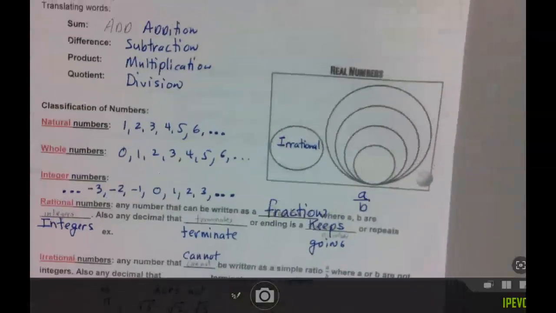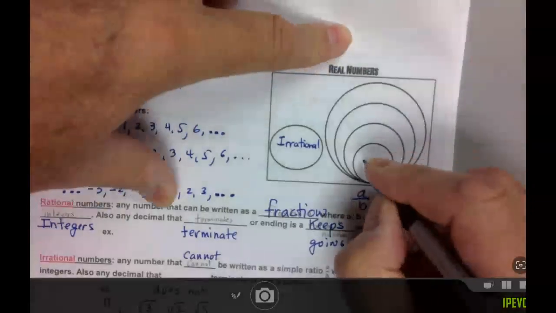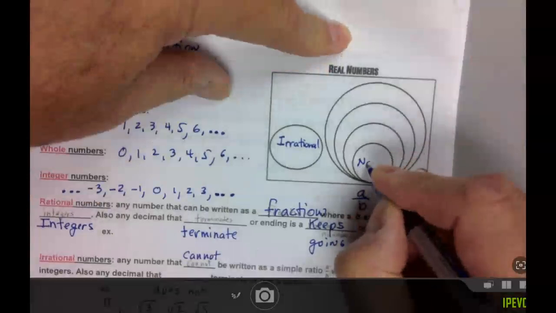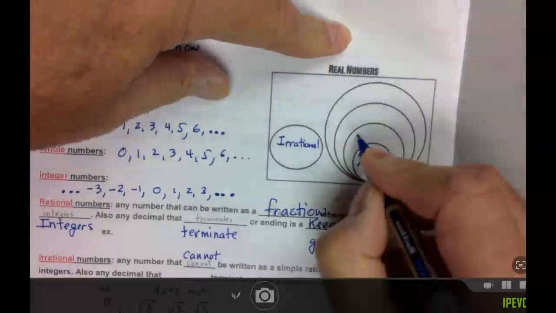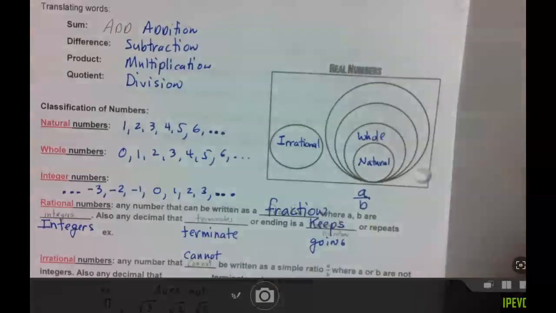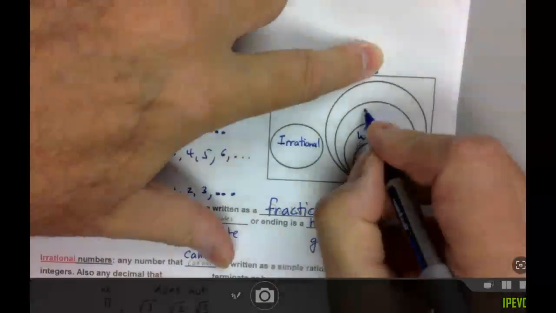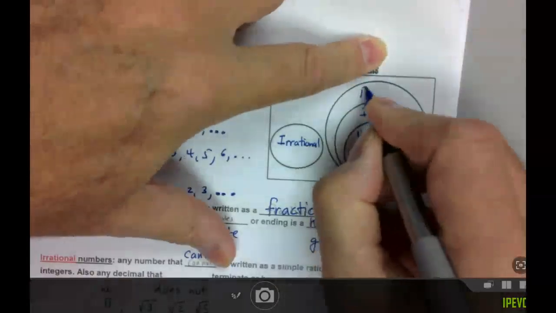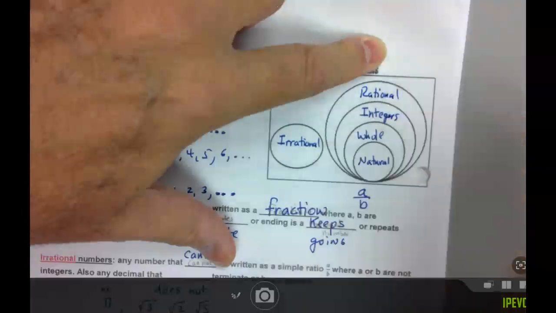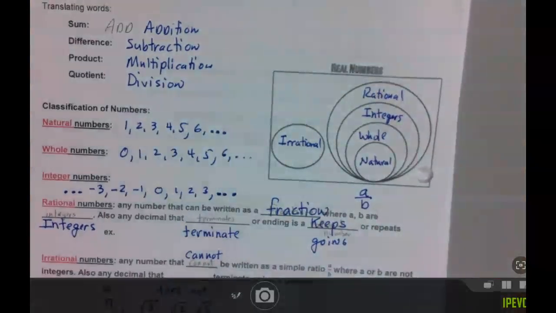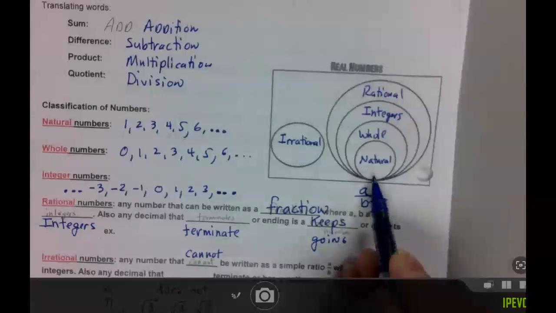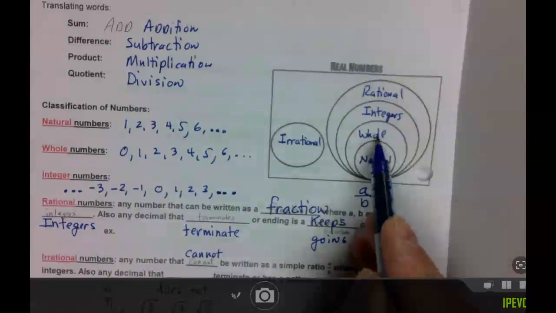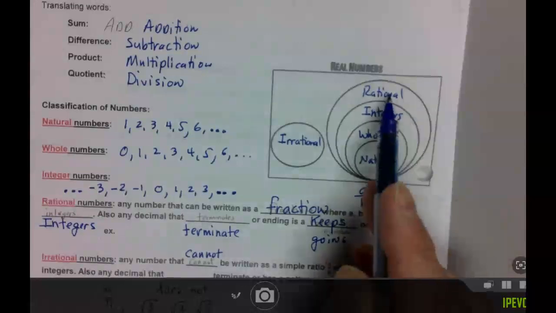And then we started out with our smallest number was natural, right? Natural right here, it's the smallest one. Then whole, agreed. Then integers, and then rational. Okay? So, a natural number has to be a whole number, doesn't it? It also has to be an integer, and it also has to be a rational number, correct?